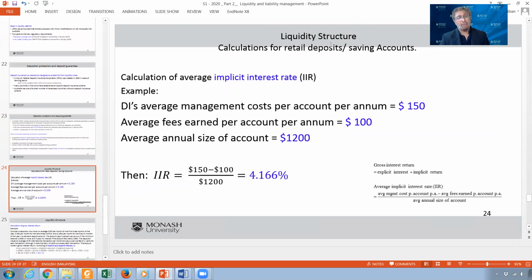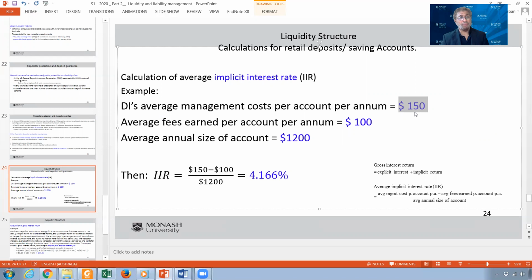Now maybe this is the only calculation here, which is when we want to see how much each customer costs us. For example, this is the calculation of implicit interest rate. We have explicit and implicit. Say the Brazilian institution's average management cost per account is 150. Each account has a cost, my account has a cost, your account has a cost, because you use the ATM machines, those facilities, internet banking. They send you statements. Sometimes they charge you, sometimes they don't.